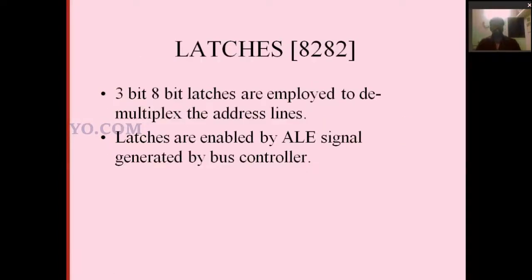Then what are the components we use in maximum mode? As in minimum mode, here also we use latches, transceivers and a bus controller. First, we use three 8-bit latches. The latches are mainly used to demultiplex the address lines. The latches are controlled by the ALE signal that is generated by the bus controller.